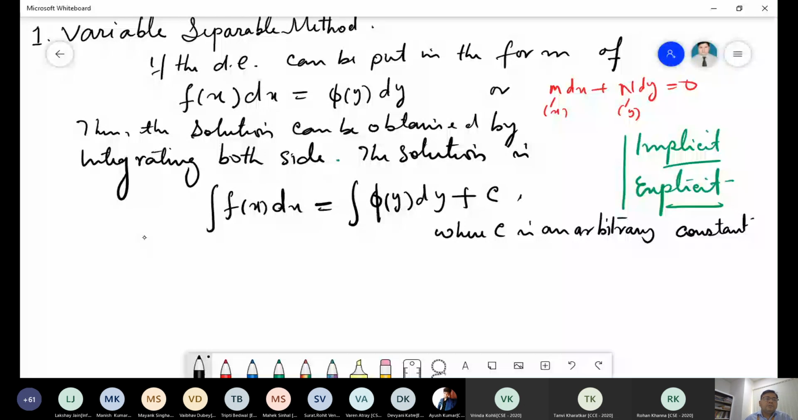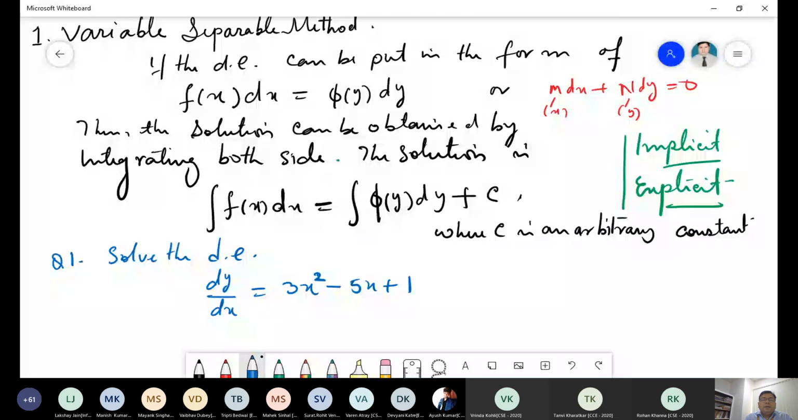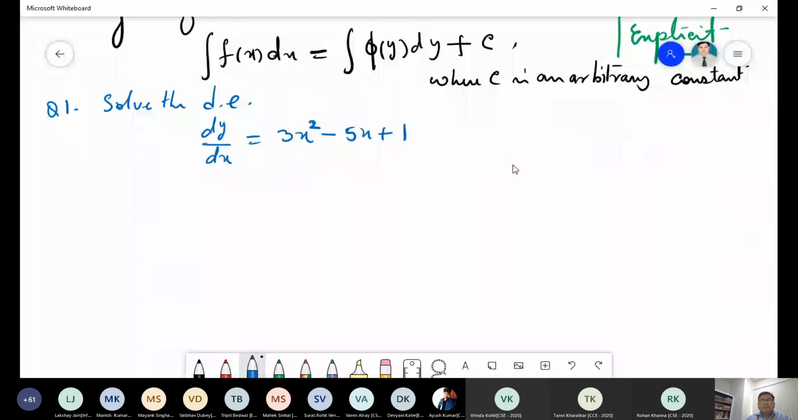I will give you my remarks also here, but before that, let us start one question. Question number 1. Solve the differential equation. The method is not mentioned, but of course this question can be solved by it. dy by dx equal to 3x squared minus 5x plus 1.